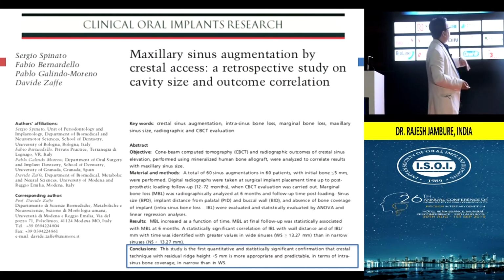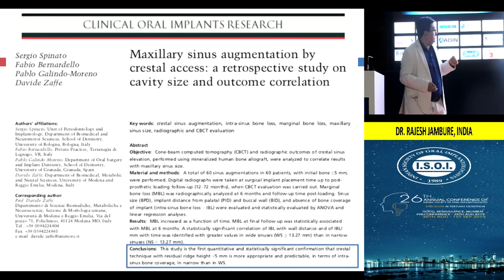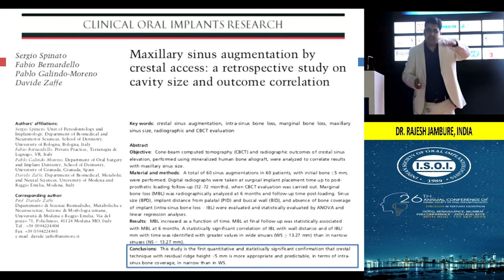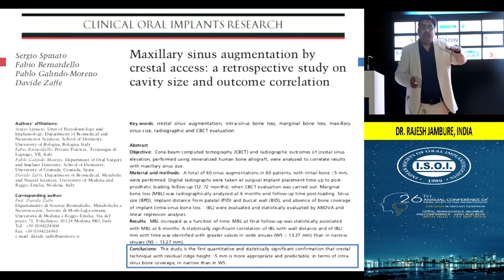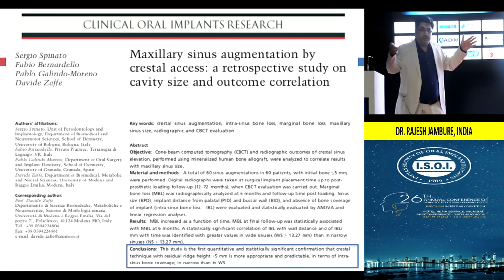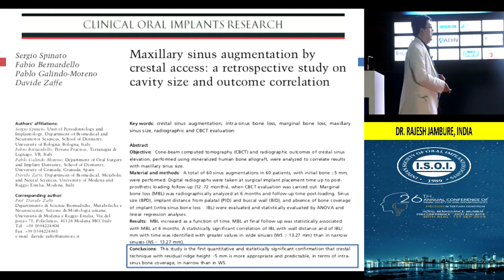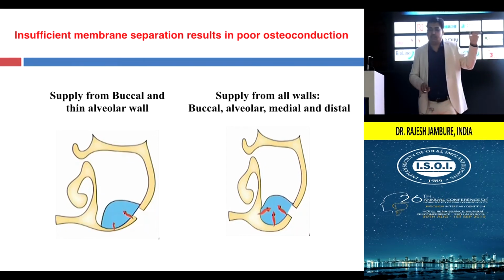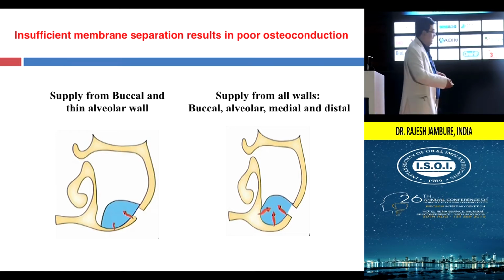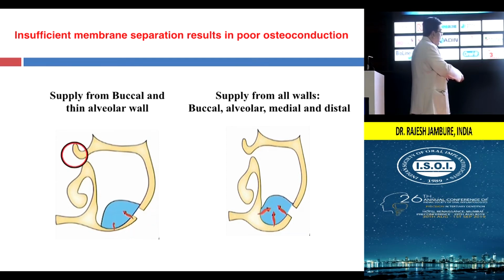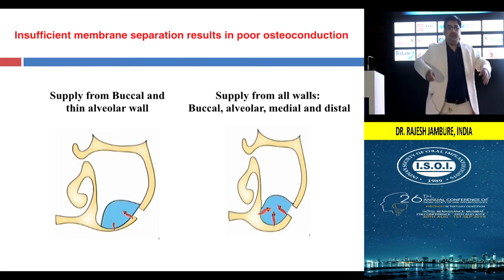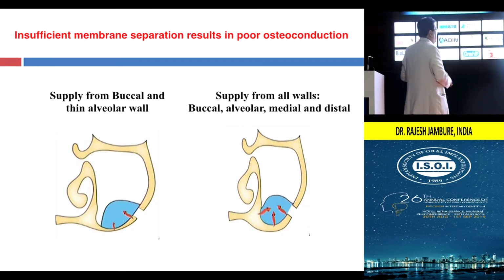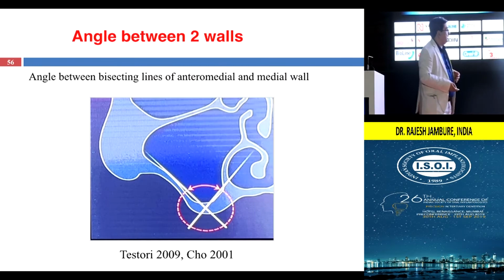Now if you see this particular study by Sergio Spinato, they say that even if you have less than 5 millimeter RBH, if the sinuses are wide, then you better go for a lateral approach than the Crestal approach. So what happens in wide sinuses and narrow sinuses? In the wide sinuses, it is difficult to reach the medial wall of the sinus. So the blood supply to this area will be comparatively less than in a narrow sinus, where you can easily lift the membrane from all the different walls like buccal, alveolar, medial, distal.